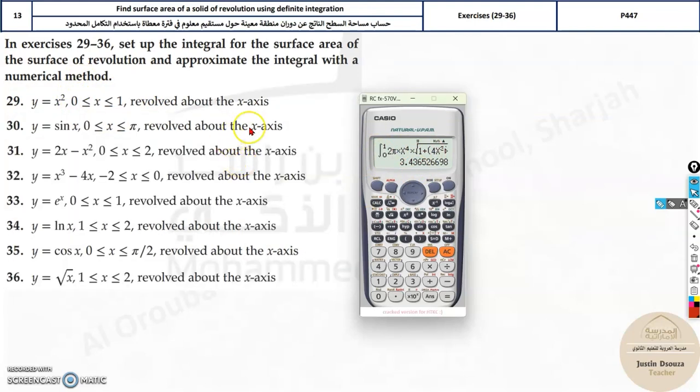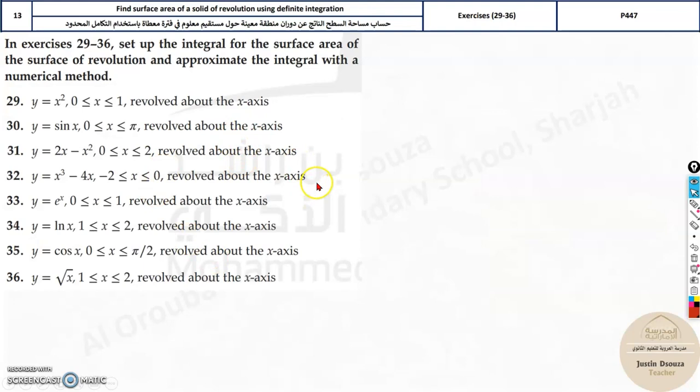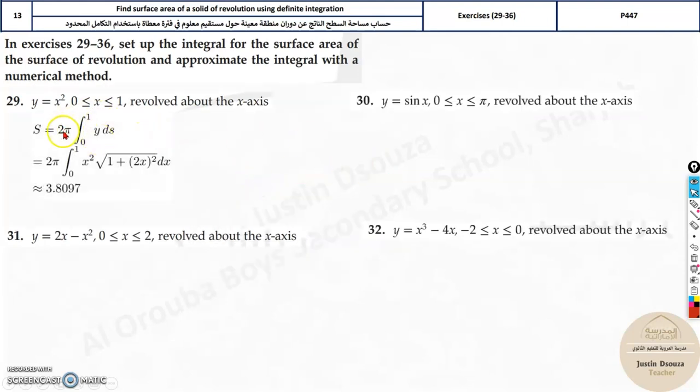Now, please try all these by yourself and then check the answers. Here, all these problems are solved the same way. It's only with the x-axis revolution and the limits are always given. And over here, you have the function. If it is sine, remember, you need to derive sine. It will be cos x. And please change to radian mode and solve. All the derivations are over here. You can look into it.